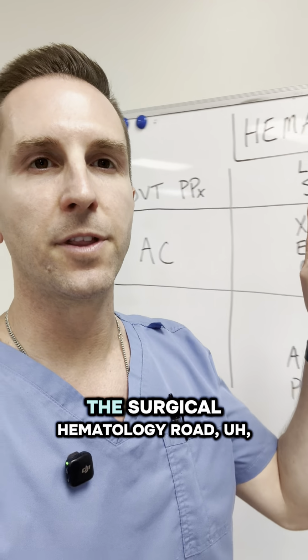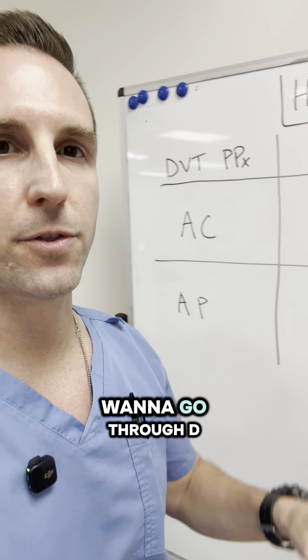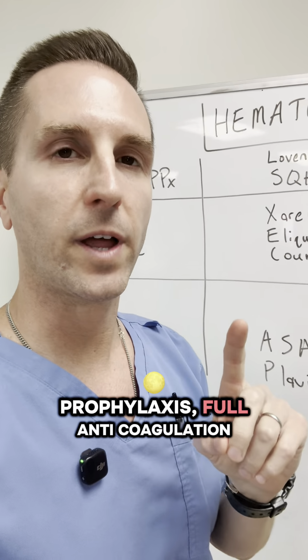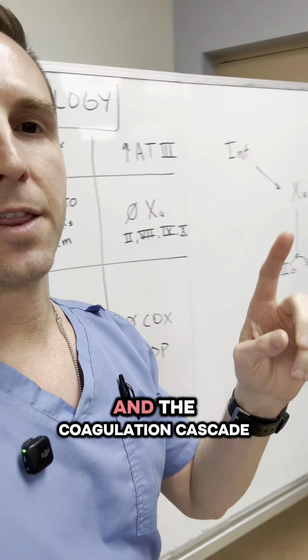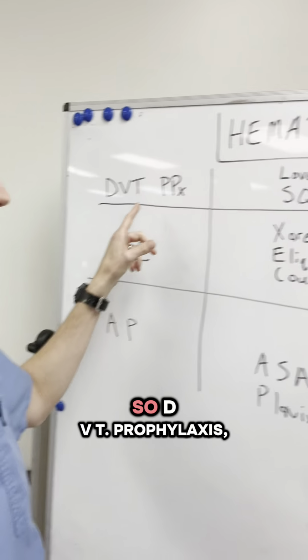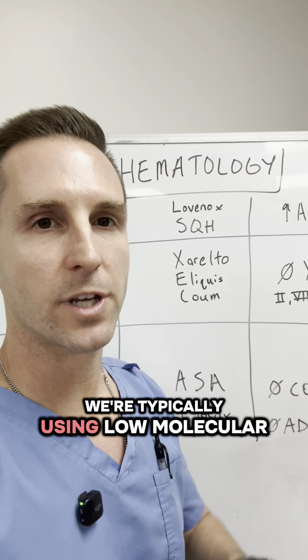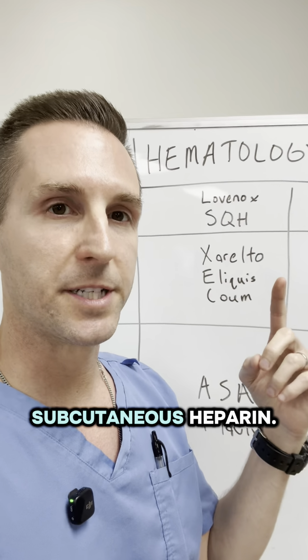Gone deep down the surgical hematology road this week. So I want to go through DVT prophylaxis, full anticoagulation, and antiplatelet therapy, and the coagulation cascade, and how all of this ties together. So DVT prophylaxis, we're typically using low molecular weight heparin, which is Lovenox, or subcutaneous heparin.